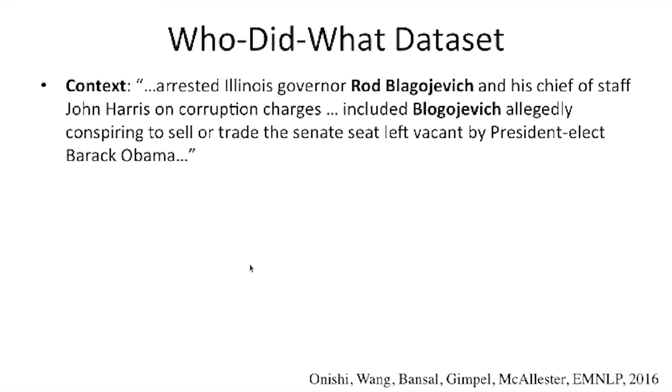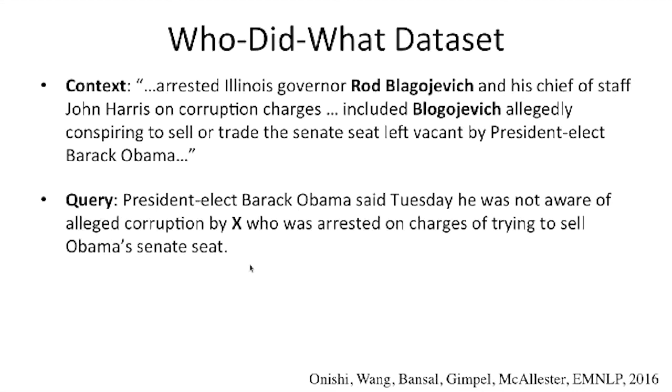But if I give you this news story and then I give you a query, and the query says, President-elect Barack Obama said on Tuesday he was not aware of alleged corruption by X and so forth. The question is, who is X? Is it Barack Obama? Is it Rob Blagojevich? Is it John Harris? There are many different answers that you can give, and the answer is Rob Blagojevich.